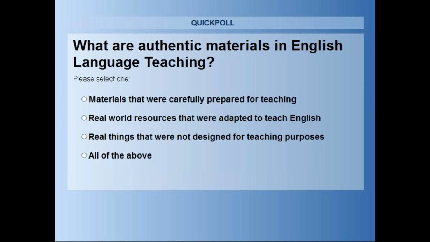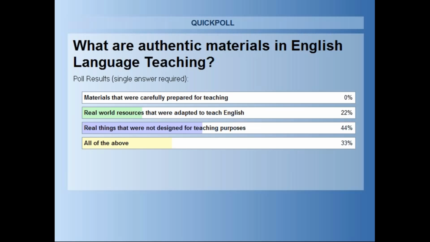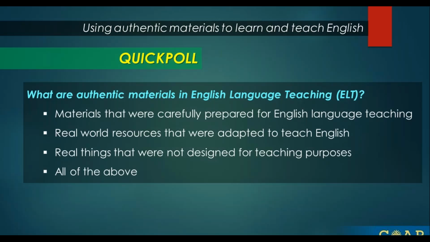So, Roger, I'm not sure if you can see the results, but 0% of the people said materials that were carefully prepared for teaching. 22% of the people said real-world resources that were adapted to teach English. 44% think it's real things that were not designed for teaching purposes. And 33% said all of the above. Okay, so we're on the right track. Real things that were not designed for teaching purposes. Okay, now the next question.